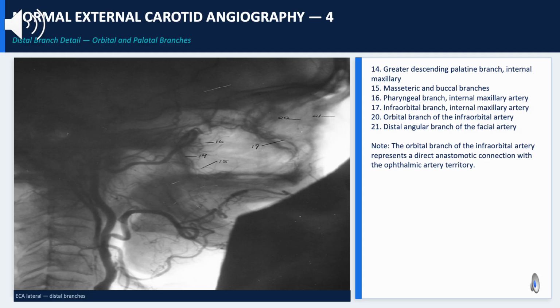The angular branch of the facial artery, 21, is the terminal branch that anastomoses with the dorsal nasal branch of the ophthalmic, the basis of the facial-ICA collateral pathway. These distal connections are often very fine caliber on normal angiograms and may only become visible with the enhanced injection techniques described in section 4. Always interrogate the orbital and periorbital territory on pre-embolization ECA angiography.